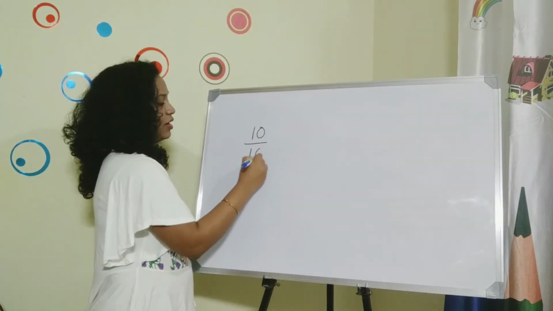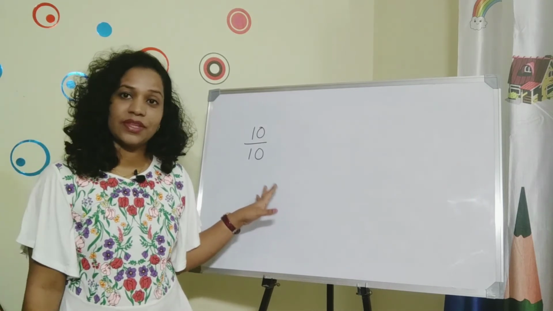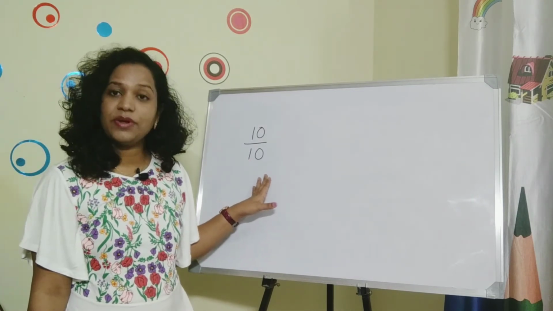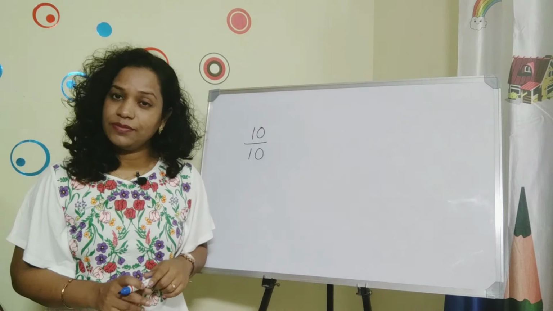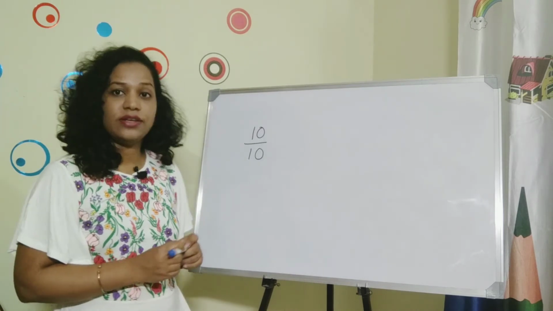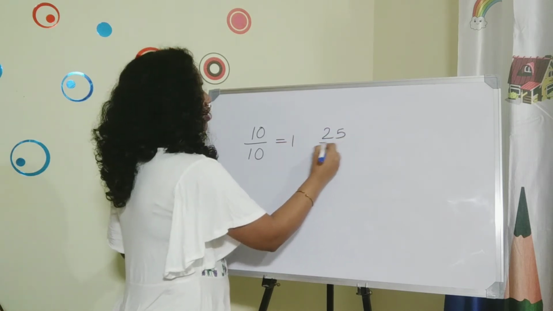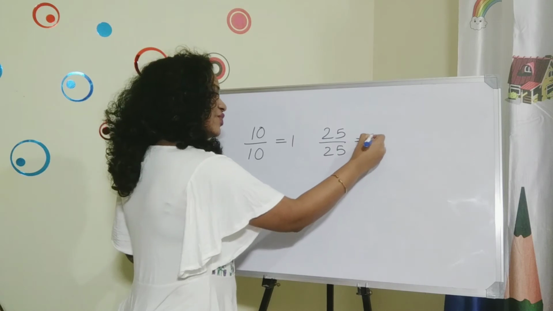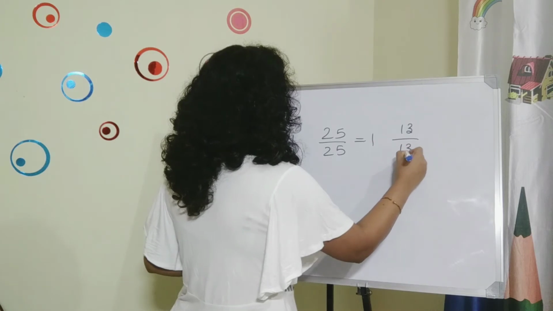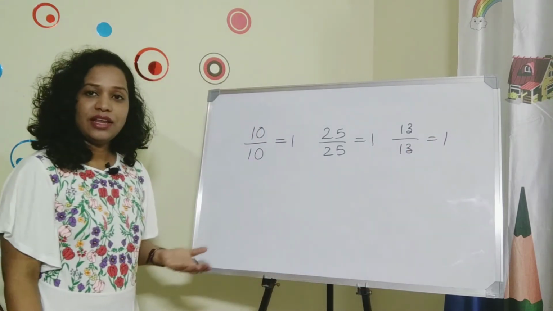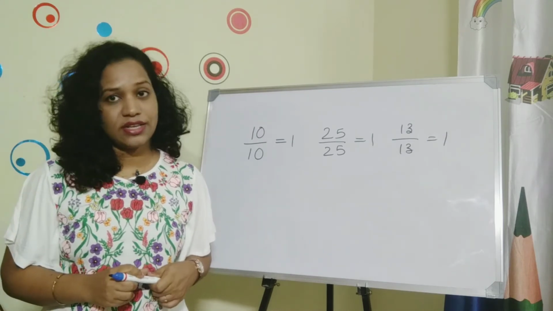What is 10 by 10? Is it a fraction? Yes, it is a fraction, but it is an improper fraction. What is the value of 10 by 10? It is 1. Yes, so 10 by 10 is equal to 1. What is 25 by 25? It is 1, right? So what is 13 by 13? It is 1. Any number by the same number gives us 1 as the answer.